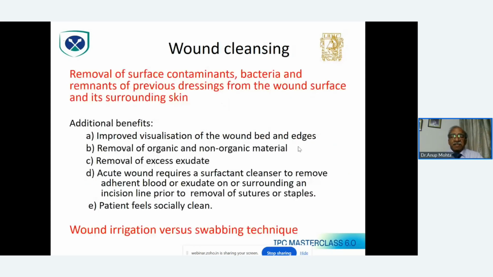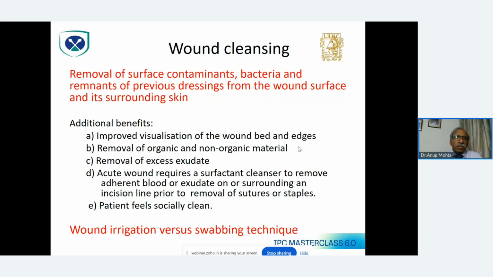Wound cleansing. What does it mean? It means removal of surface contaminants, bacteria, and remnants of previous dressings from the wound surface and its surrounding skin. Now, skin preparation and wound cleansing, that is a difference. Skin preparation is the preparation before the wound or incision is made. Wound cleansing is after the surgery has been done and we open a post-op dressing. So how do we cleanse the wound or the incision site? We are talking about this.